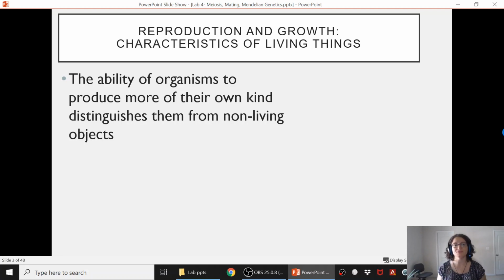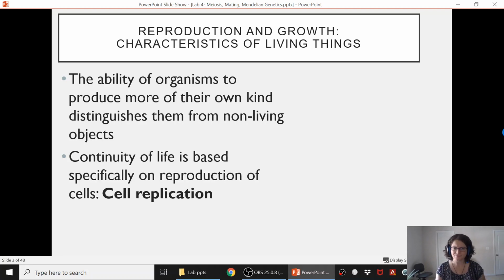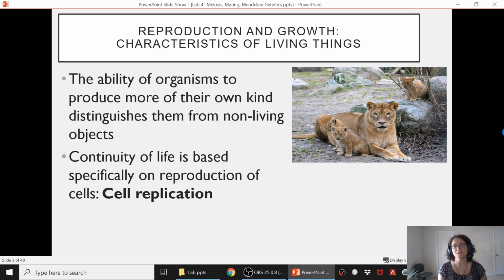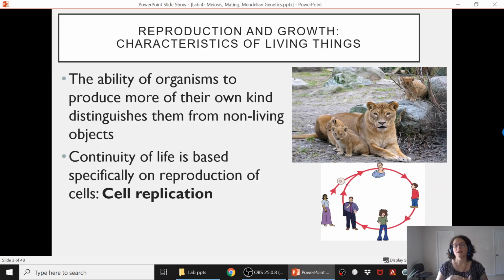So the ability of organisms to produce more of their kind distinguishes them from non-living objects. The continuity of life is based specifically on reproduction of cells, which includes cell replication and also creation of gametes. Those gametes will be able to reproduce new organisms that look like their parents, and also basically the continuity of life, so having a baby that goes to a child, that goes to a teenager, an adult, and then continues with the reproduction of new life.